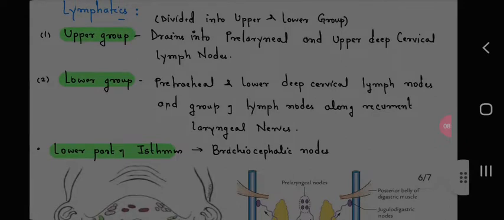Lymphatics are divided into an upper and a lower group. The upper group drains into the prelaryngeal and upper deep cervical lymph nodes. The lower group drains into the pretracheal and lower deep cervical lymph nodes and a group of lymph nodes along the recurrent laryngeal nerve. The lower part of the isthmus drains into the brachiocephalic nodes.